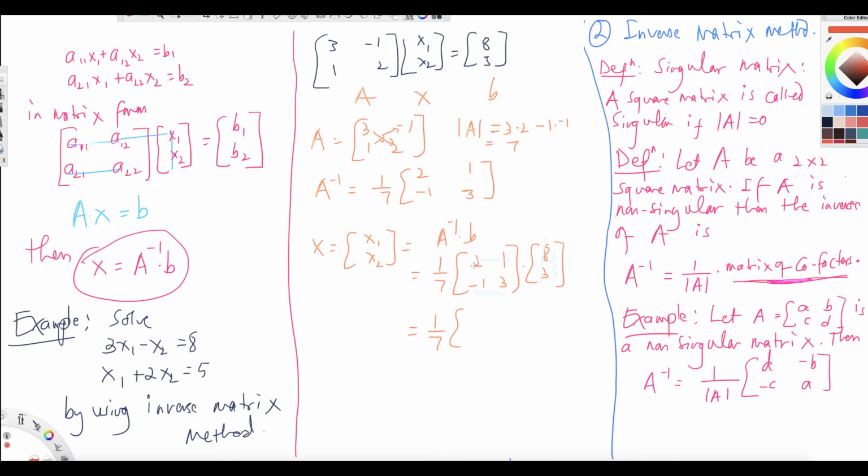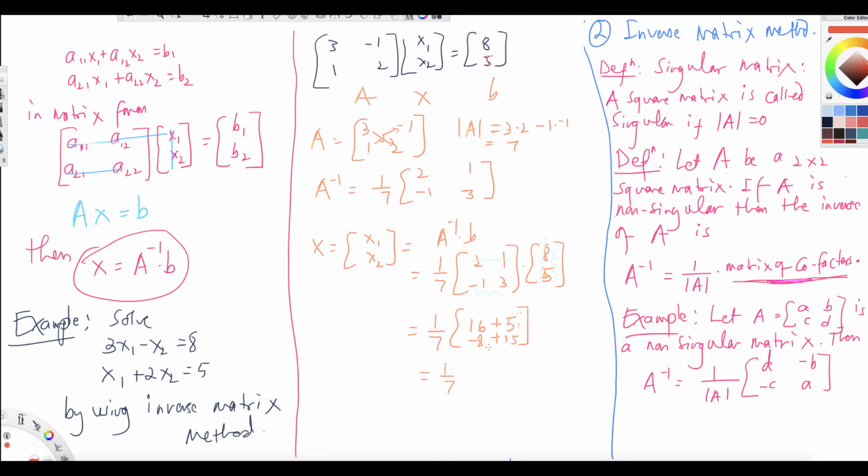So how do I do that? It looks like 2 times 8 is 16 plus 3 times 1 is 3. Similarly, the other one will be negative 1 times 8 is negative 8, plus 3 times 3 is 9. Oh, I'm sorry, this should be 5, right? This is 5, not 3. So what you get is 2 times 8 is 16 plus 5 times 1 is 5, and this one is 15. You see that?